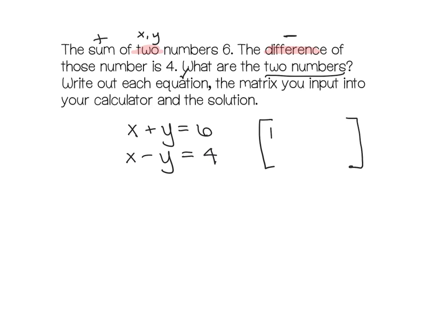Hopefully you wrote 1, 1, 6, 1, negative 1, 4. And when we go to enter this into the calculator, previously we've been doing 3 by 4, but this is now 2 rows, so 2, and 3 columns, so this should be a 2 by 3. And once you get this all inputted into your calculator and you get an answer, you should get that the 2 numbers are 5 and 1.